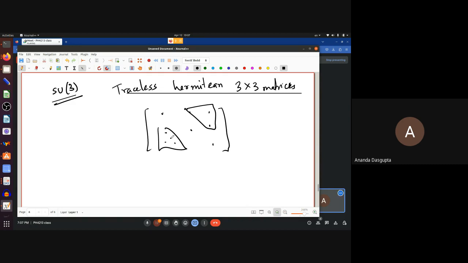So how many independent parameters? It's 5. No. They're complex numbers, so it should be 6 up here, and 2 on the diagonal. Then it's 8. So there are exactly 8 independent traceless Hermitian 3x3 matrices. Just like, how many traceless Hermitian 2x2 matrices are there? Independent? Again, how many means how many independent?